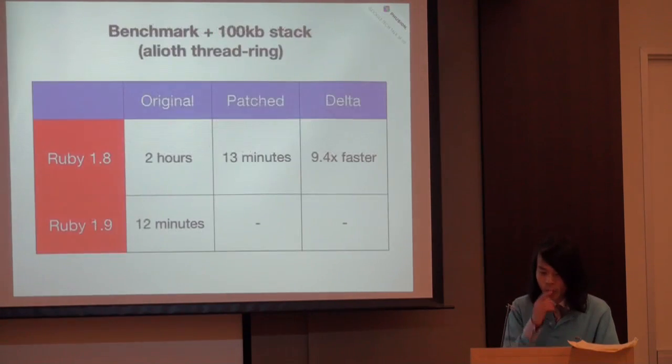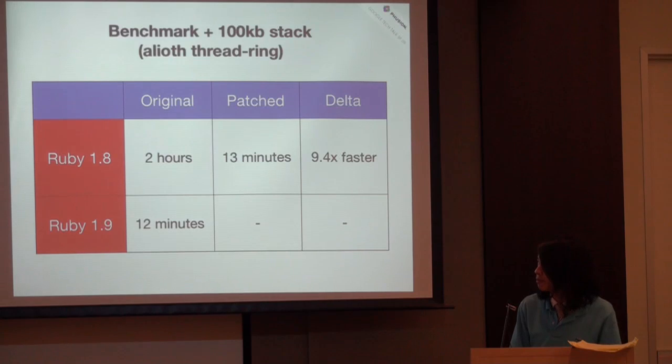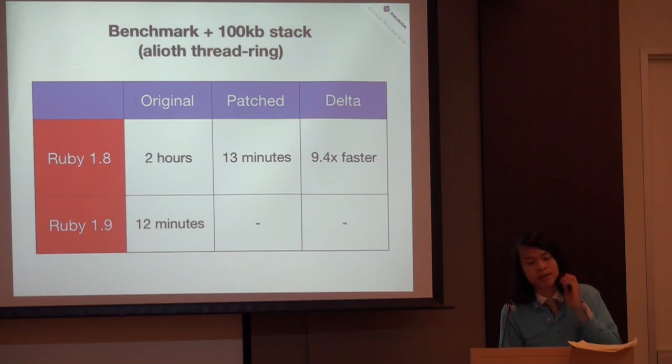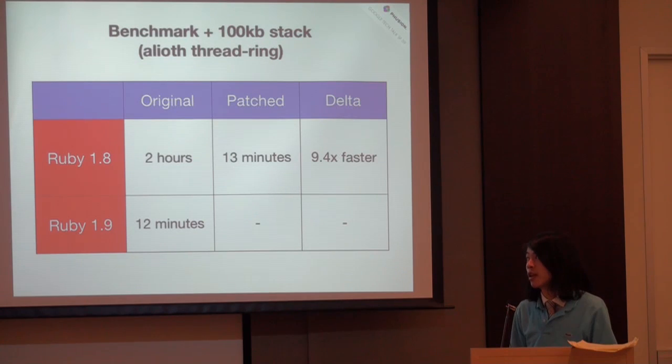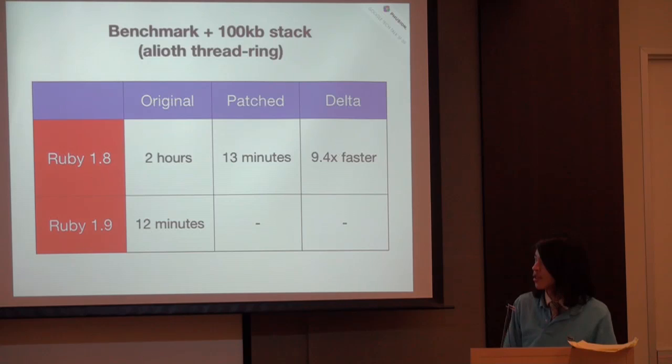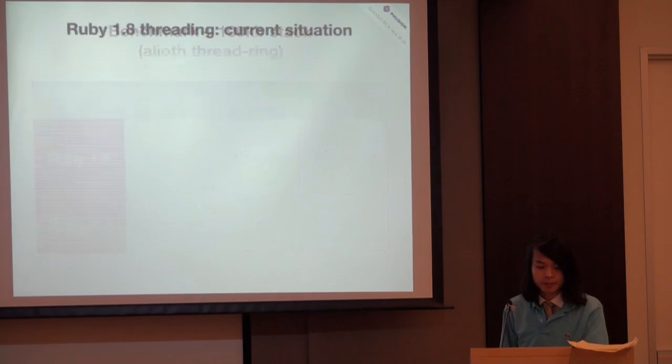So when we rerun the test with this function that we just introduced, you can see that Ruby 1.8 will now take 2 hours to finish this code, whereas Ruby 1.9 will take 12 minutes, and Ruby 1.8, the patched version, is still similar to Ruby 1.9, at 13 minutes. But as you can see from this example, the delta now is 9.4 times, so it's definitely a cool patch, we believe.